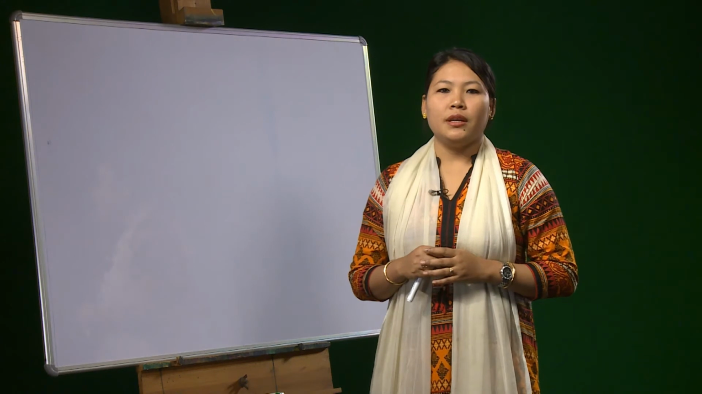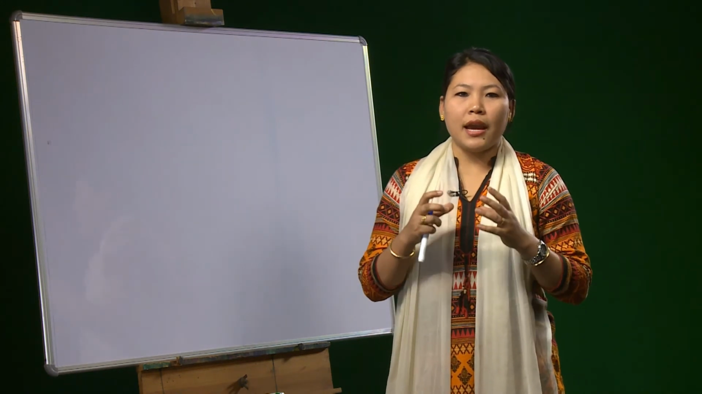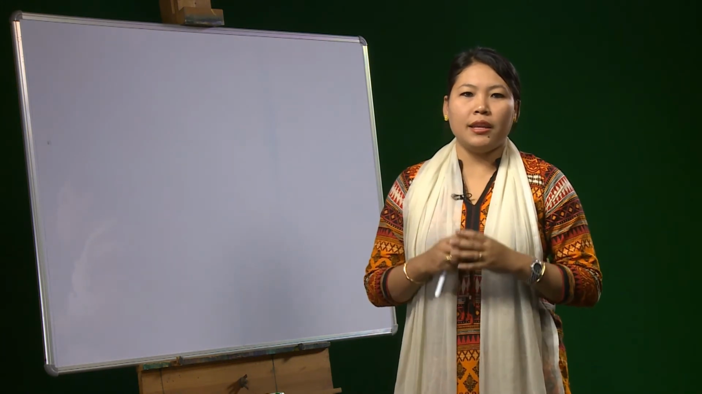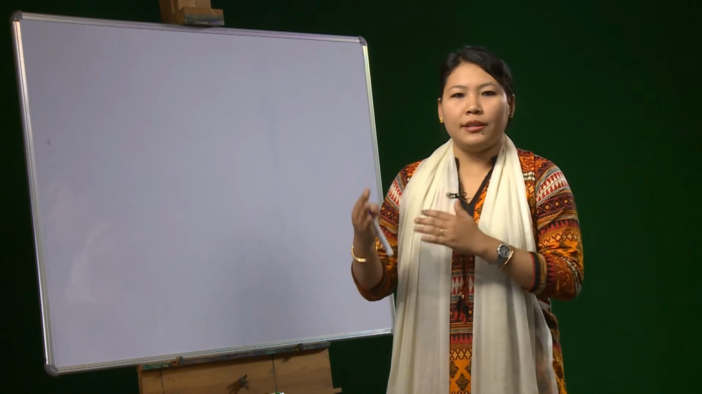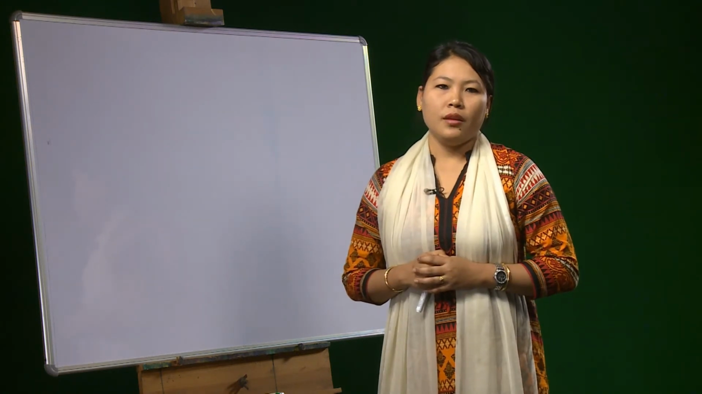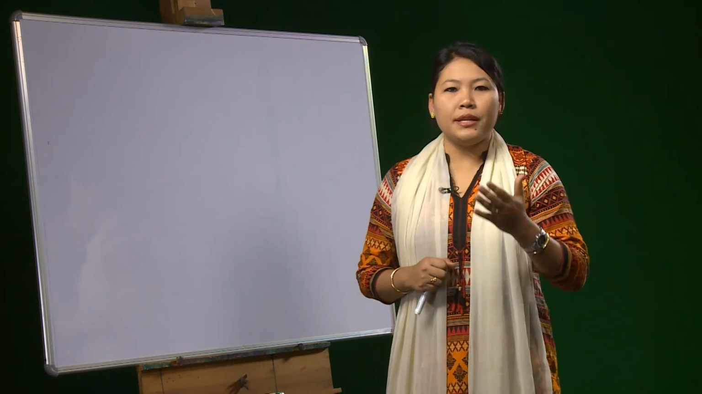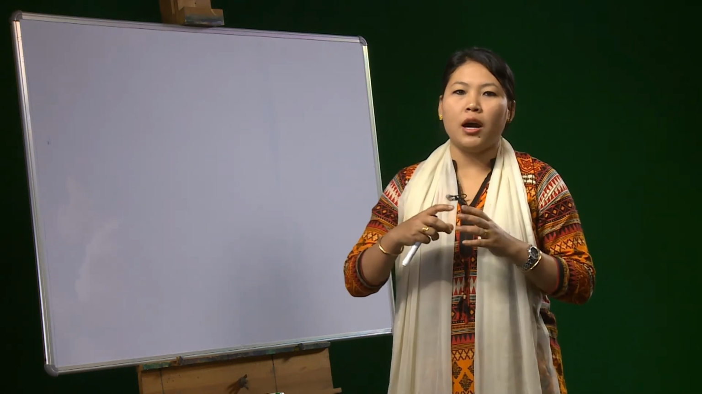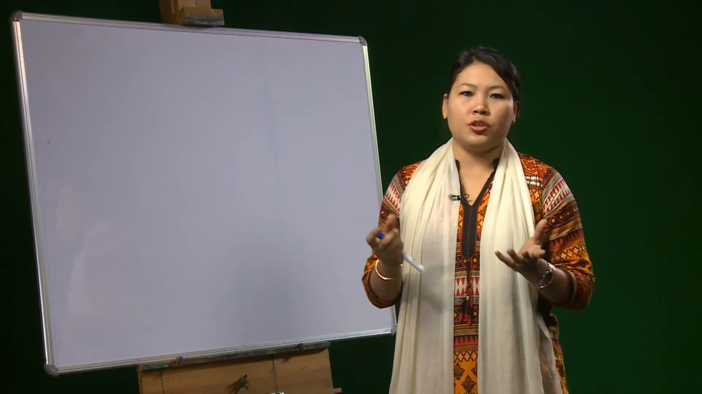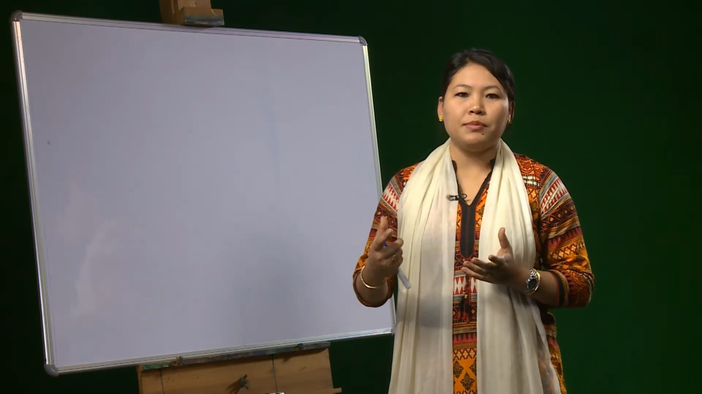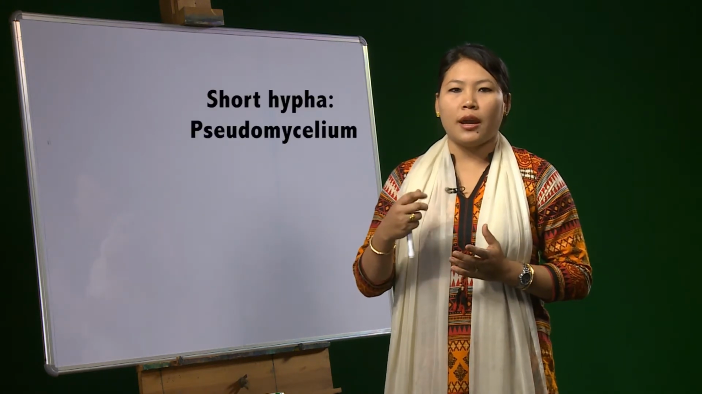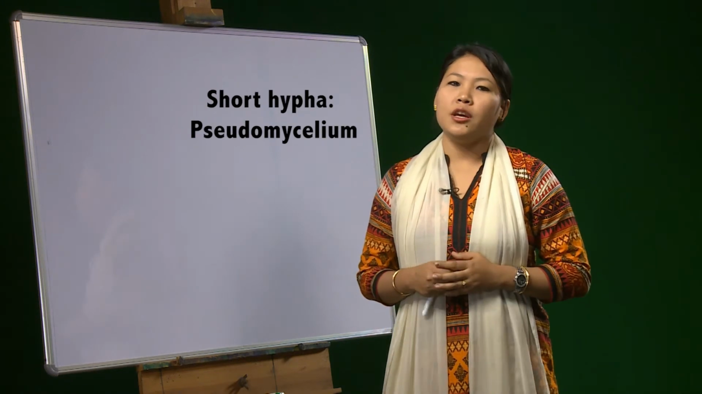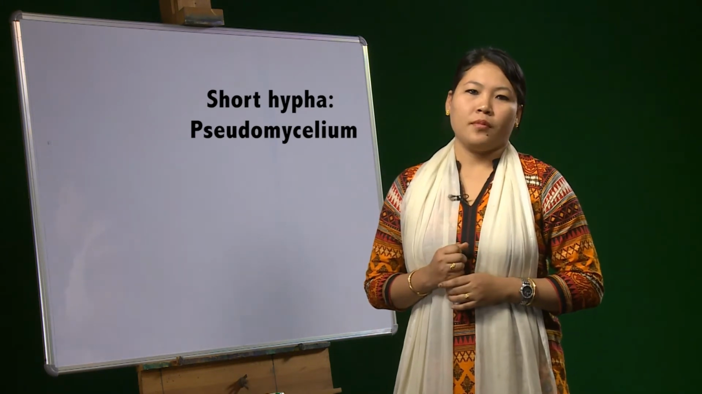But sometimes the bud remains attached to the mother cell and it may produce further additional buds. These processes are repeated several times and result in the formation of branched or unbranched chains of cells, which give the appearance of a short hypha, which we term pseudomycelium.